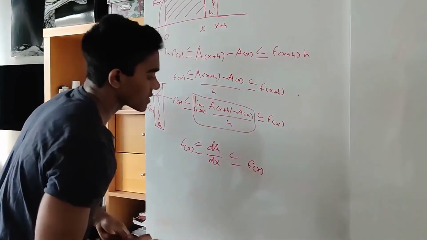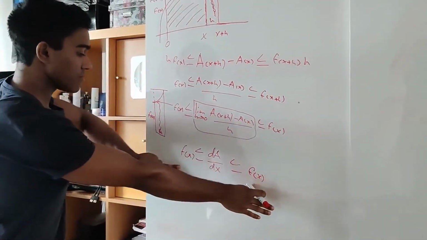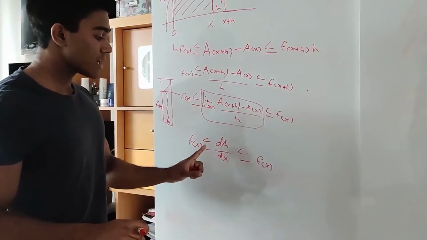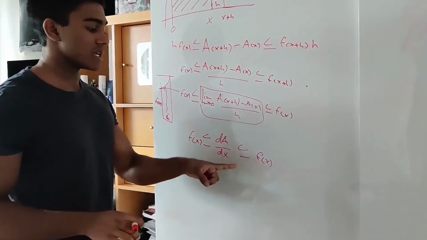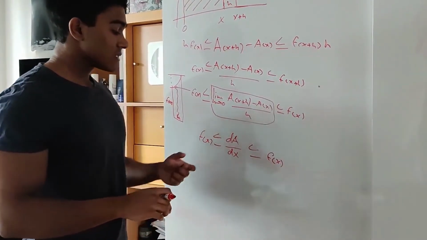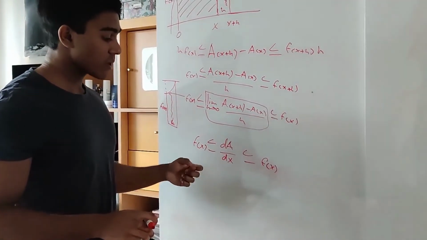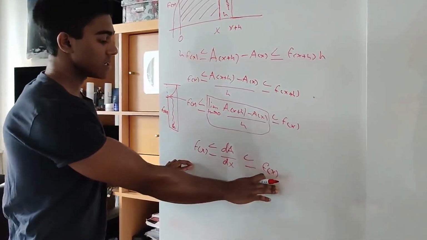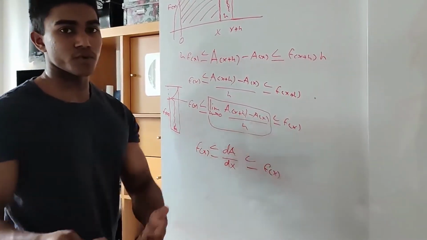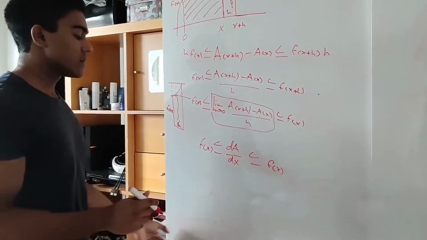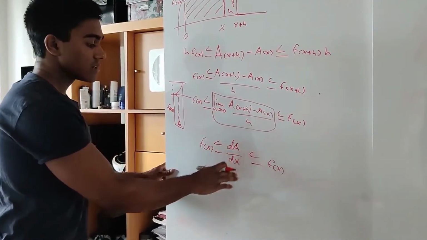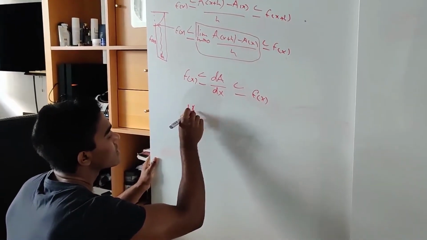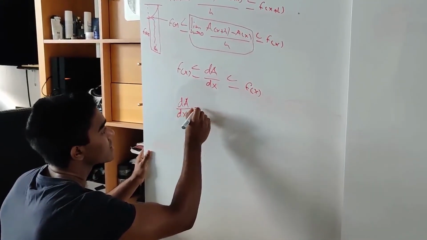The first thing we notice then is that f of x is on both sides of dA/dx. That means that dA/dx has to be bigger than or equal to, and at the same time it has to be less than or equal to f of x. If we apply what we know as the squeeze theorem, if something is greater than or equal to and less than or equal to at the same time, it's the same as saying that it's equal to. So if dA/dx is equal to f of x, then we must simply be able to write it out as dA over dx is equal to f of x.